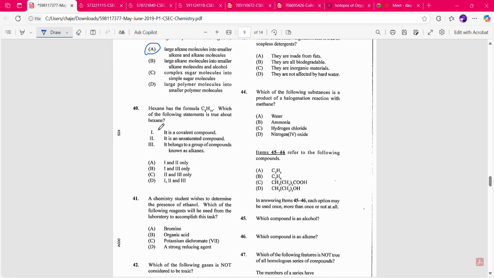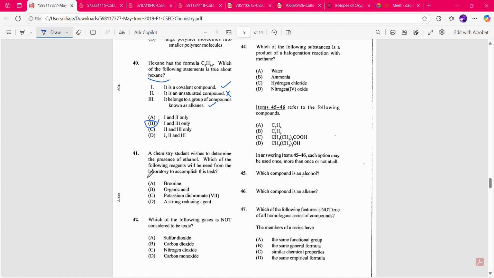40. Hexane has the formula C6H14. Which of the following statements is true about hexane? It is a hexane. That's an alkane. It's a covalent compound. Yes, it is. It is unsaturated. That is wrong. Hexane is actually saturated. It has all single bonds. It belongs to a group of compounds known as alkanes. Yes, it does. So 40 is B, as in boy.